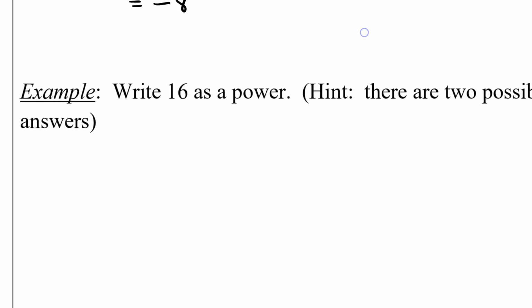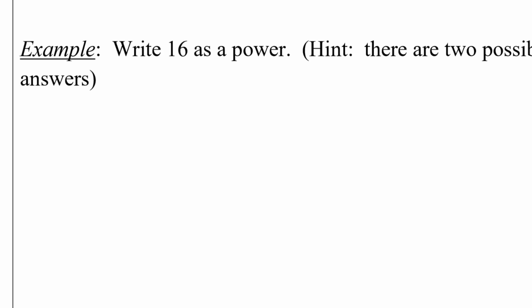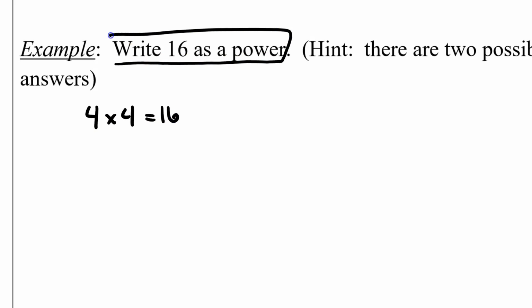Let's do this one example. Write 16 as a power, and hint, there are 2 possible answers. Well, the first one that pops into my head is 4 times 4. So 4 times 4 is 16. But we need to write it as a power. So we're going to erase this 16. 4 times 4 is the same thing as 4 to the power of 2.